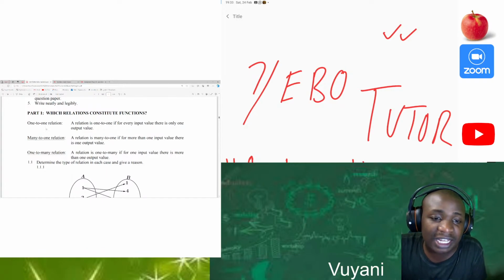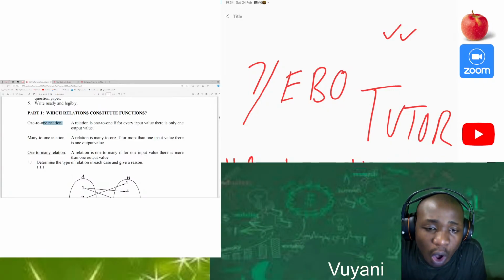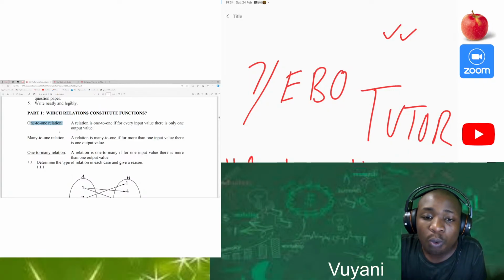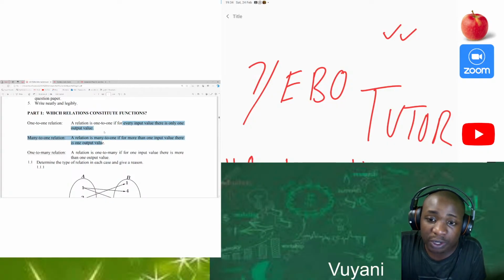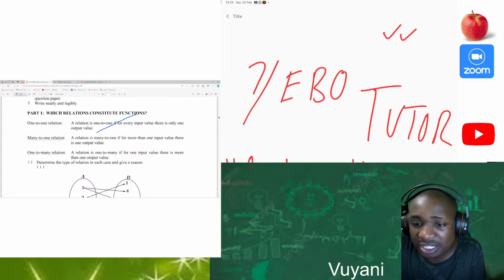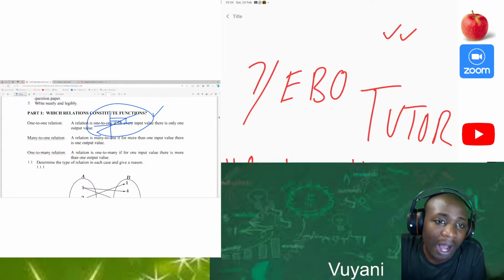The first thing is to understand what a one-to-one relation is. This can only be a one-to-one relation when for every input value, there is only one output value. If we make a typical example of a straight line, on the x and y axis, you can see that this point here has one output and one input, one output, one input. So we can literally see that this is our function, and it is a one-to-one relation.